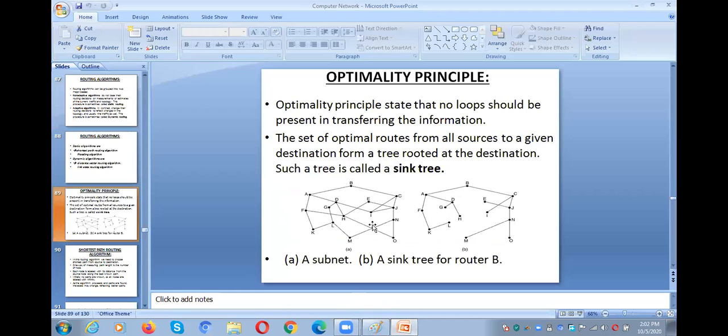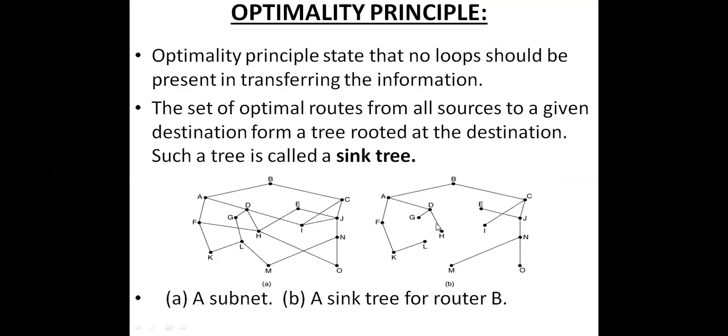And next, what is the optimality principle? Optimality principle concerns a subnet with a loop. Observe here, A to B, B to C, C to I to D, and D to A. There is a loop. A to D, D to H to F to A, there is a loop. And F to H to E to J to C to B to A, there is a loop, right? A network without loops is called a sink tree.